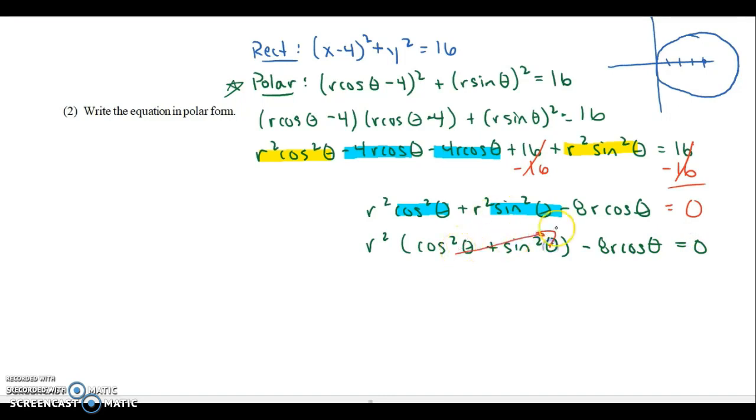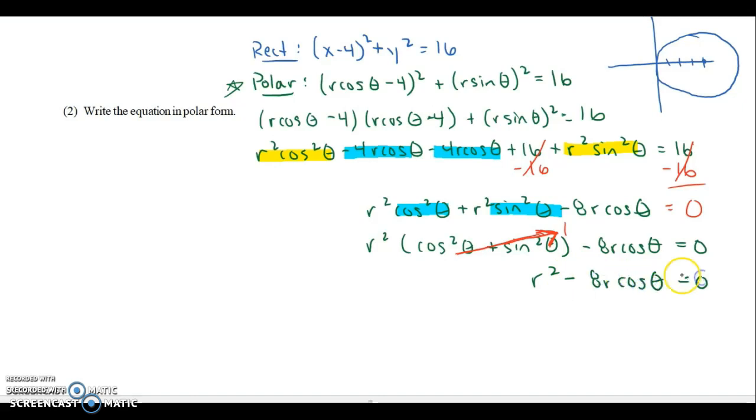So all of that on the inside really just equals 1. So I can do that substitution for my Pythagorean identity, just take out that whole expression inside the parentheses, just replace it with 1, and rewrite my equation. So the 1 times r squared is just going to give me r squared. So then I'll have r squared minus 8r cosine of theta.